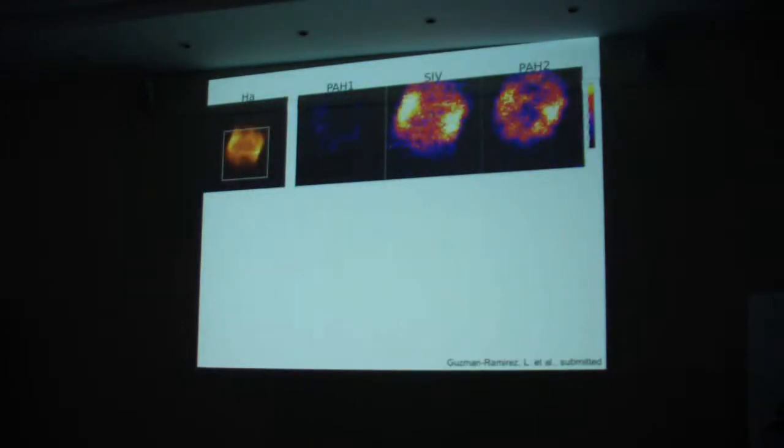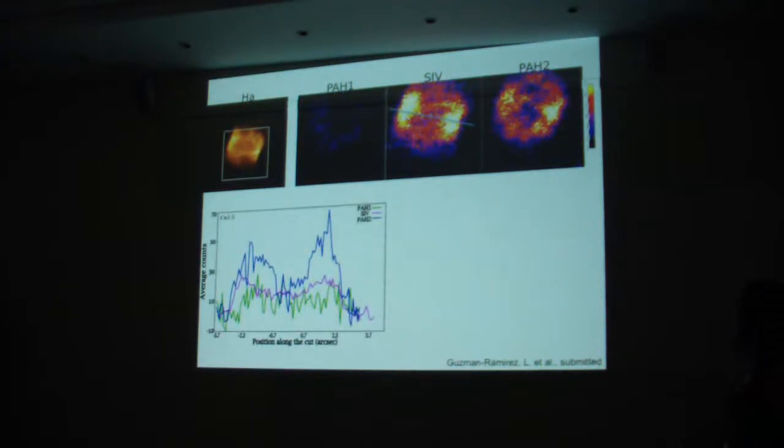So in here, I'm just going to show you one of the examples. This is the HST image that we have, and this is a field of view of 7 by 7 arcseconds. This is PAH1, which is quite faint, this is the sulfur-4, and this is the PAH2. And if you do a cut on the torus, you can see the two peaks, which is telling you that it's like a torus, right? The emission in this peak and this peak. And in here I'm showing you PAH1 in green, sulfur-4 in magenta, and PAH2 in blue. So I'm doing this cut in the three filters and comparing the three of them.